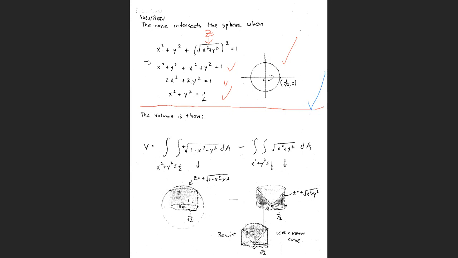So what we have to do is take the difference of two volumes. At the bottom, in these pictures that I've drawn, the volume we're looking for is the volume of this ice cream cone. That would be the volume above the cone and below the sphere. Be a little bit careful here. Here's the cone.